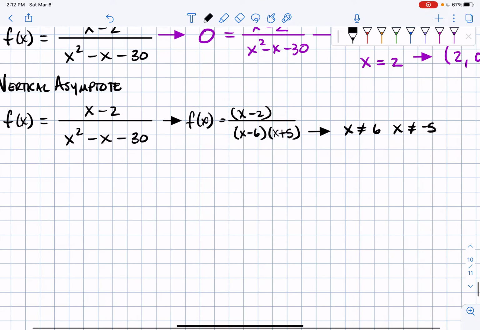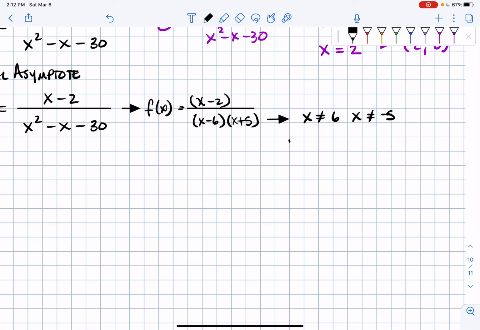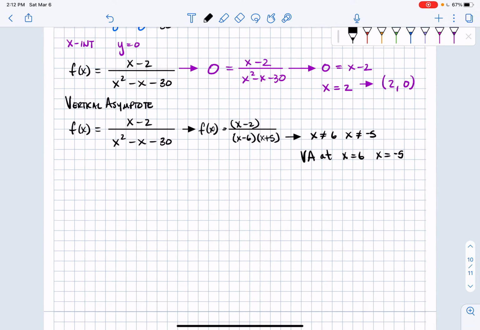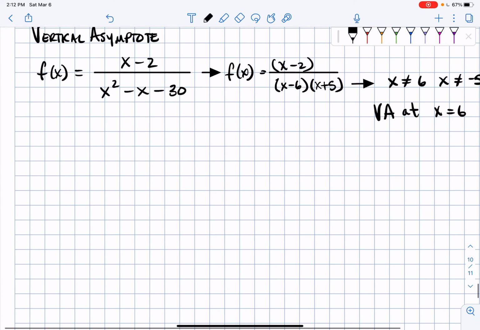Does anything cancel? No. So since it doesn't cancel, it tells me that I have a vertical asymptote at x equals 6 and x equals negative 5. Since there can't be an x value, that's why we have a vertical asymptote. Okay, so I have all of those things so far. Excellent. The next step is going to be my horizontal asymptote.